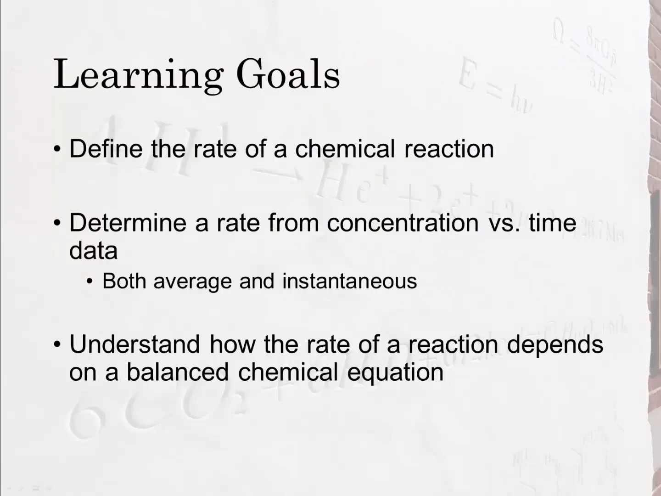After doing the assigned problems, you should be able to define the rate of a chemical reaction, determine a rate from a plot of concentration versus time data, including average rates over a time interval and instantaneous rates at a specific time, and finally, you should understand how the overall rate of a reaction depends on a balanced chemical equation.